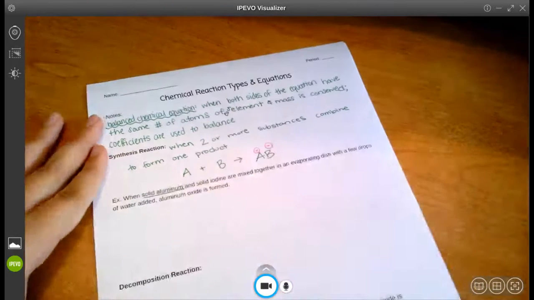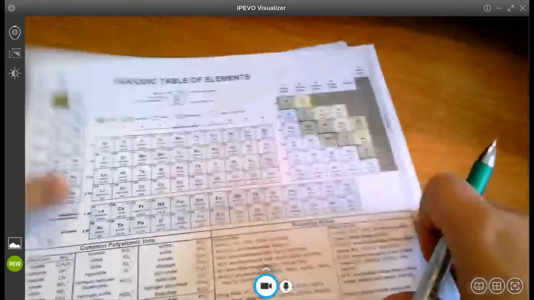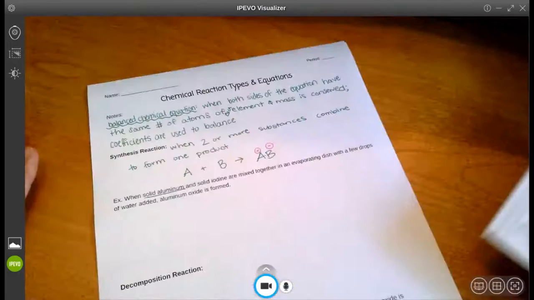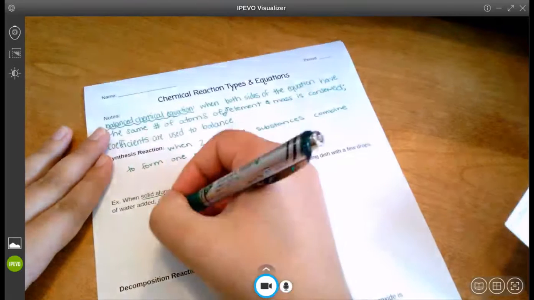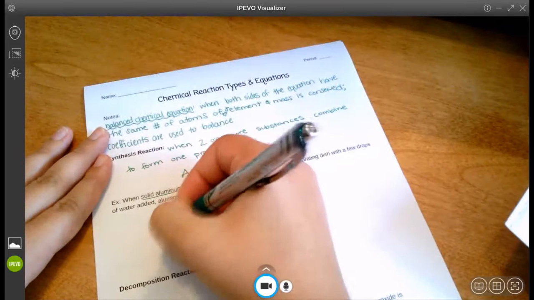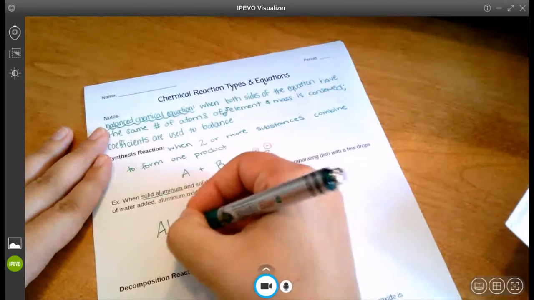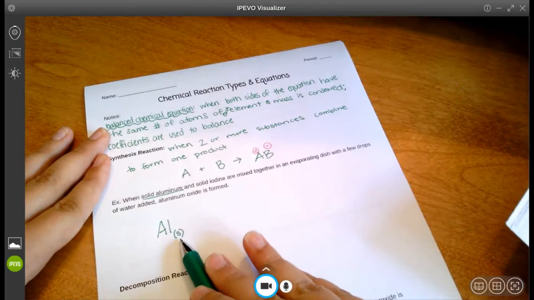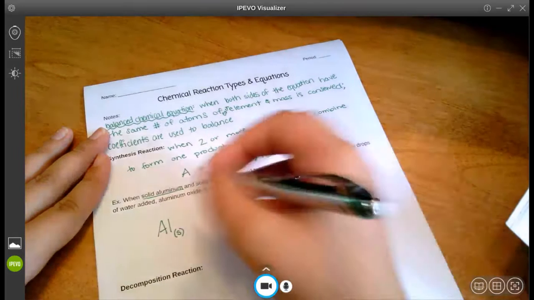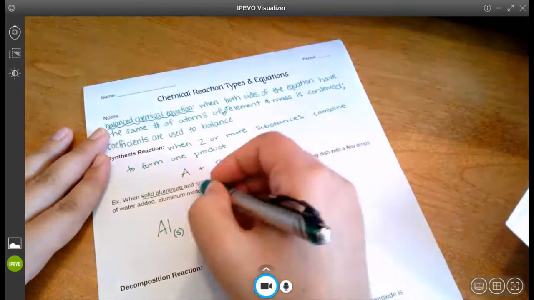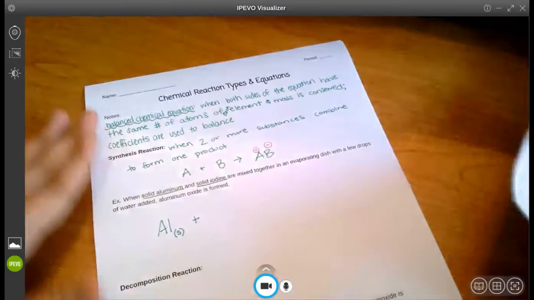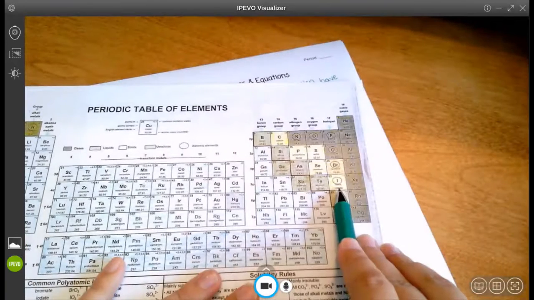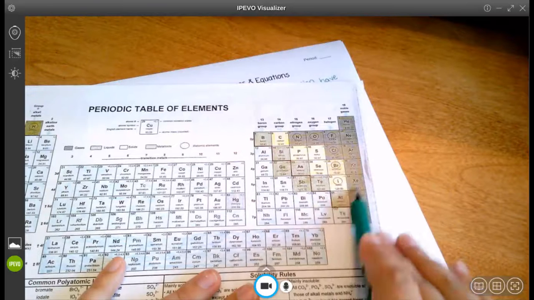Aluminum, looking at our periodic table, aluminum is Al. So we're going to write Al. And it is a solid. So we're going to write the state of matter in parentheses next to it. Okay? Aluminum and solid iodine. Again, looking at our periodic table, iodine is right here.